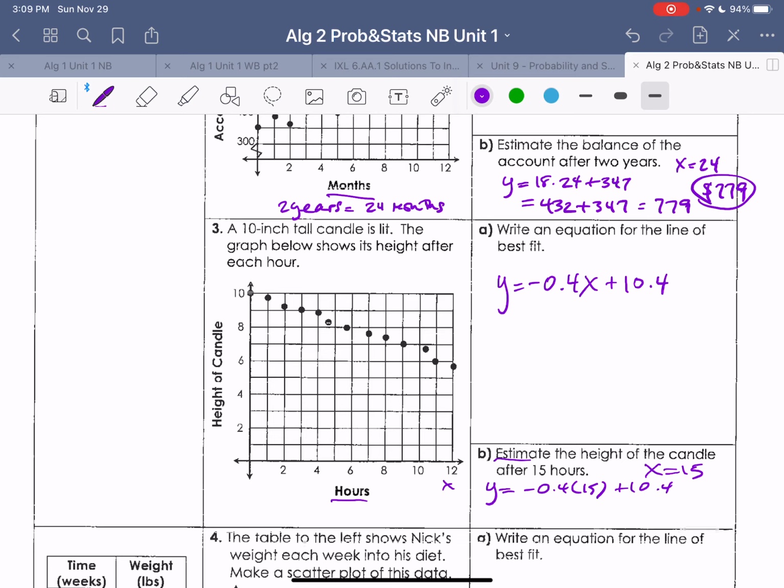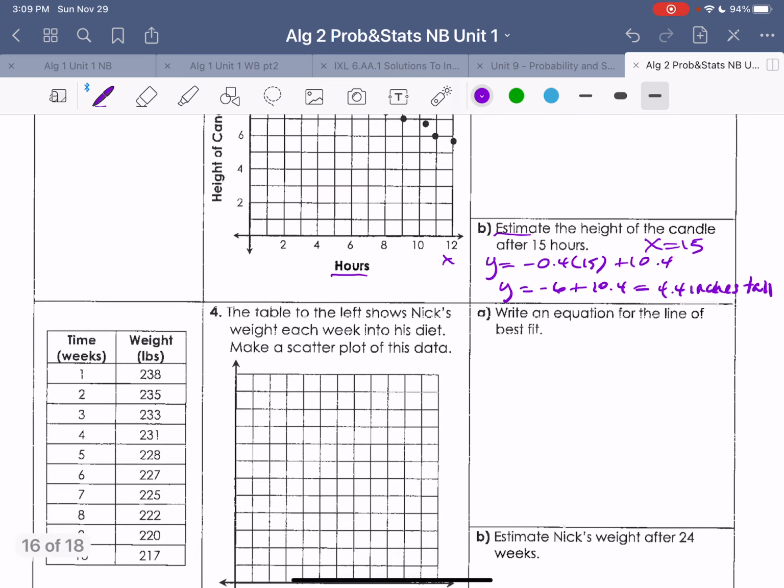So I just need to type in 0.4 in my calculator. Negative 0.4 times 15, I get negative 6 plus 10.4. It is going to be 4.4 inches tall after 15 hours.